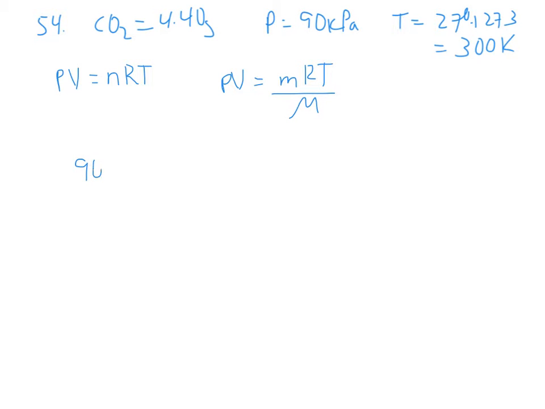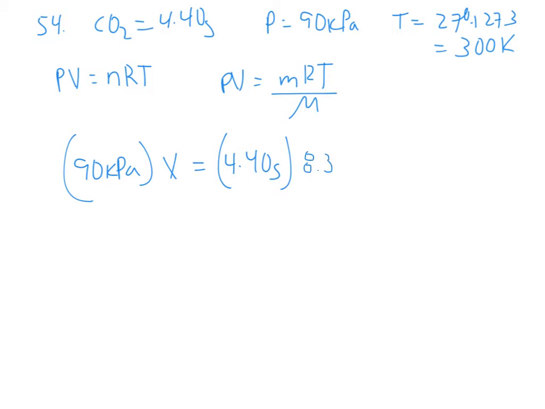So I've got 90 kilopascals. V is what I'm trying to find. I've got 4.40 grams. The R value, remember, because it's kilopascals, is 8.314. Remember, last year we were used to seeing that as 0.008314. That would be if it was in pascals, but for kilopascals we multiply by 1,000, so 8.314. And then my T is 300 Kelvin.